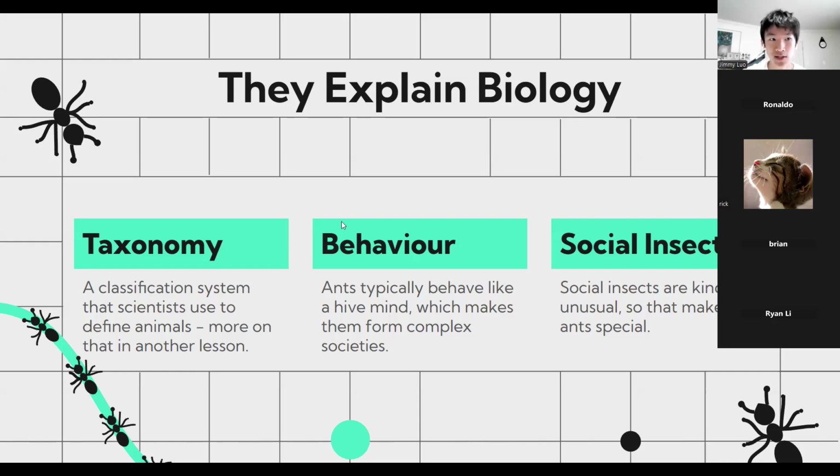Ants also have this unique behavior where they form a hive mind, basically meaning that a lot of ants could turn into basically one huge sort of brain, right? That helps them form complex societies. So this is why ants are so important. They explain the taxonomy system really well because there are hundreds of thousands of kinds of ants in this world.